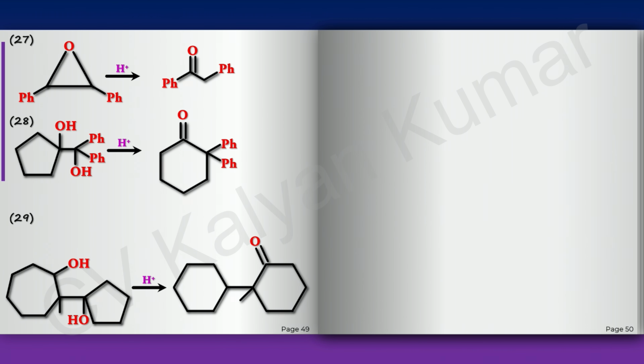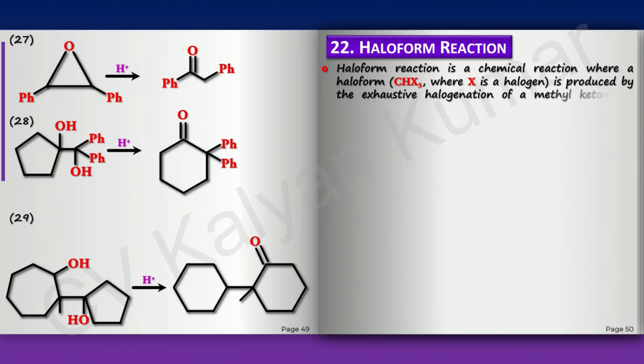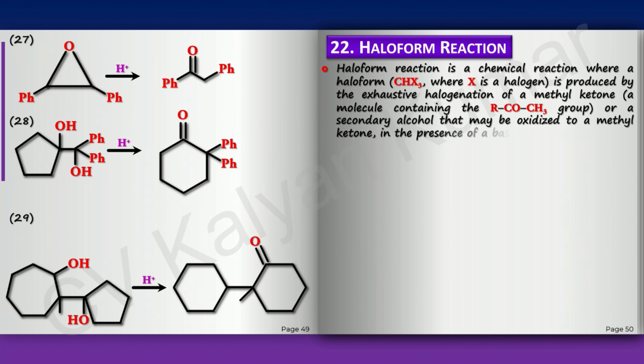So the next reaction that we're going to talk about is the haloform reaction. A very important reaction and also a test for certain types of compounds. Now, the haloform reaction is a chemical reaction where a haloform, CHX3, and X is a halogen, is produced by the exhaustive halogenation of a methyl ketone, that is a molecule containing the RCOCH3 group, or a secondary alcohol which may be oxidized to this kind of a compound in the presence of a base. Now, I'll talk about the details shortly.